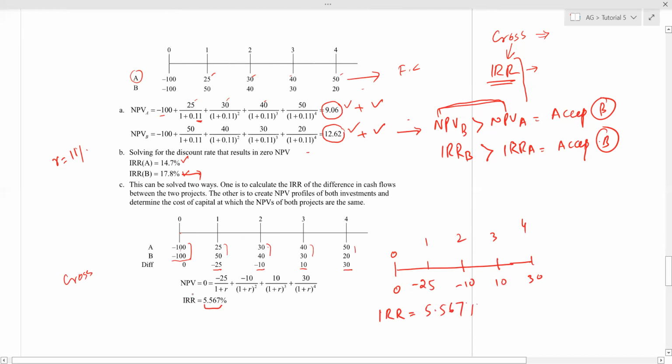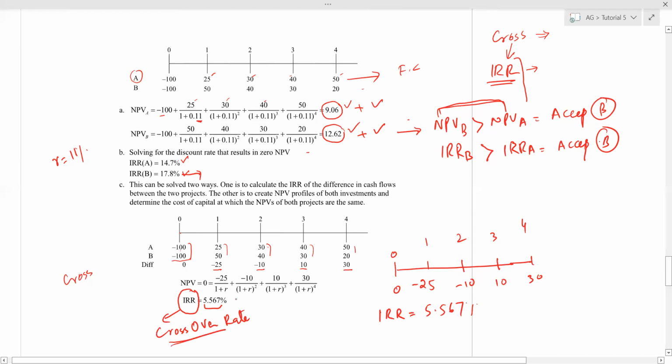5.567%. So you know that they have written IRR instead of crossover rate, because they are using the calculation method of IRR. But this is called the crossover rate because this is for the two projects. So this is called the crossover rate.